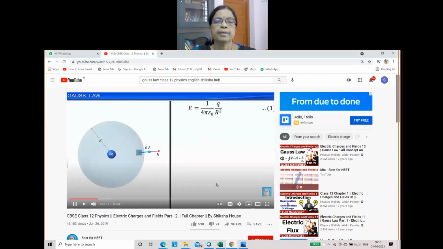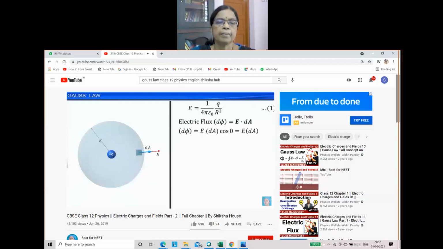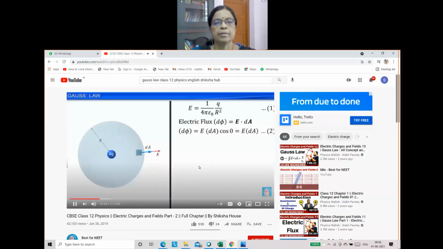Since E is parallel to vector dA, the electric flux d phi passing through this local element is equal to E dot dA, which is E dA cos 0, and as cos 0 is equal to 1, d phi is equal to E dA. Let this be equation 2. To find the total electric flux phi through the Gaussian surface, we now integrate d phi. Therefore, phi is equal to integral d phi, which is equal to integral E dA.